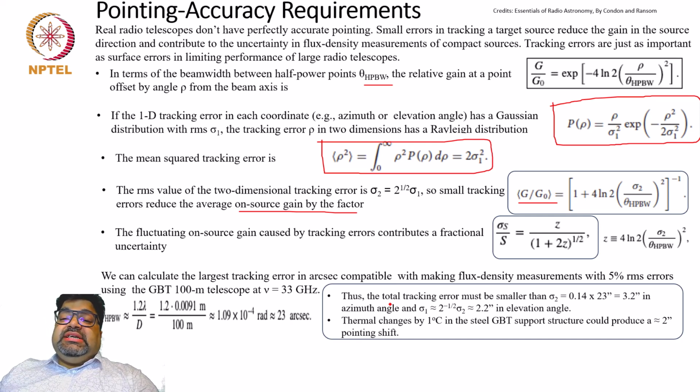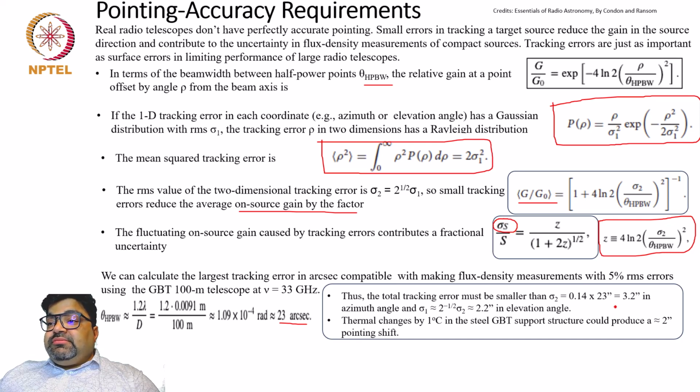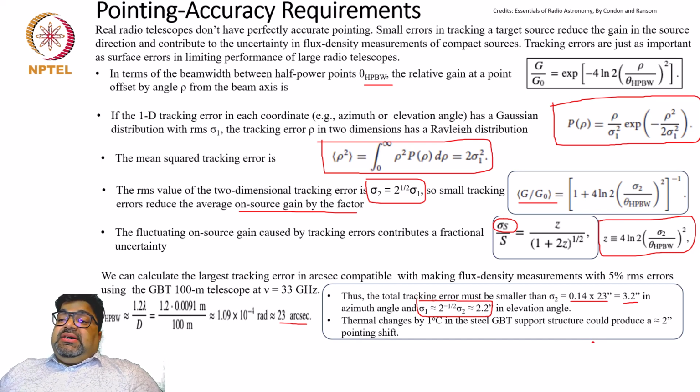For the frequency of 33 gigahertz, the first thing to be calculated is the half power beamwidth. That comes out to be 23 arc seconds. With 23 arc seconds, we then go back and calculate this term called Z, and that gives you sigma 1 from here, so sigma 2 from here, and sigma 2 then goes to 0.14 times 23 arc seconds, which is 3.2 arc seconds. Given the relationship between sigma 2 and sigma 1, where sigma 2 is square root of 2 times sigma 1, we can derive sigma 1 in this case, which is about 2.2 arc seconds in elevation angle. So that is quite a small error, giving rise to 5% RMS error in flux.